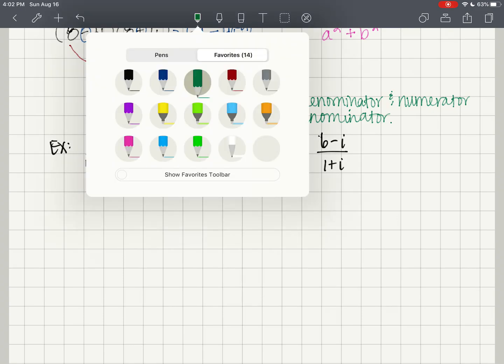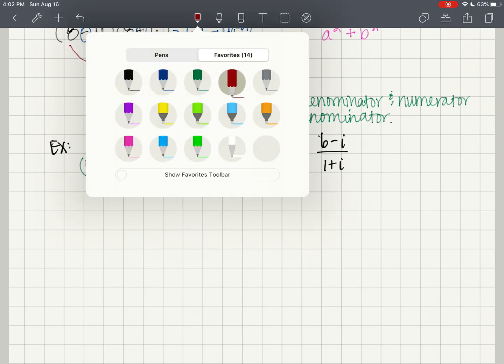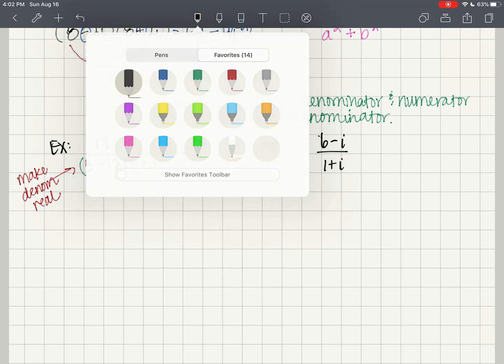That's going to make this denominator real. So we want to make the denominator real. And you can achieve that by multiplying by its conjugate. But if we multiply the denominator by the conjugate, we have to also multiply the numerator, so that we're really multiplying by a factor of 1 and not changing the value, we're just changing what it looks like.